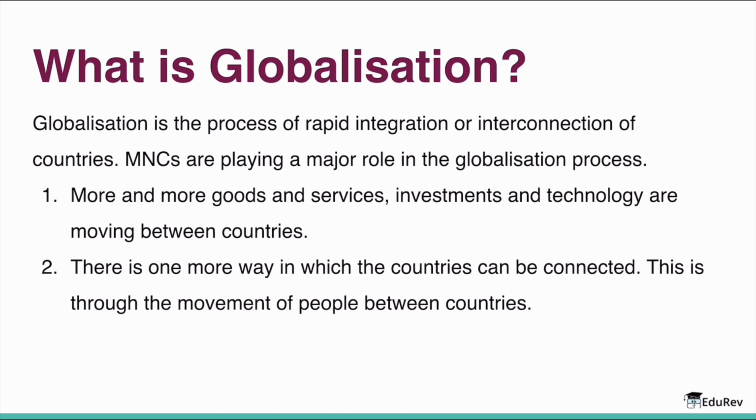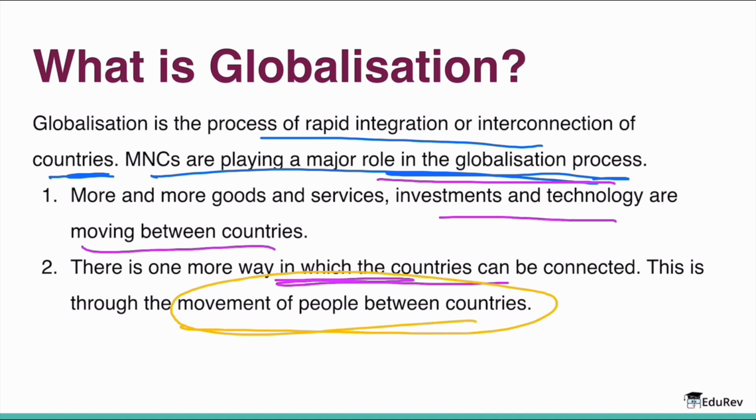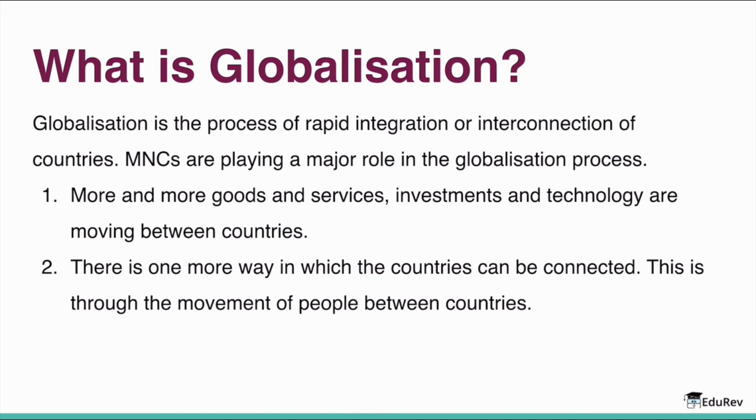Next is what is globalization. So let's understand what exactly globalization is. Globalization is the process of rapid integration or interconnection of countries. MNCs are playing a major role in the globalization process. More and more goods and services, investments, and technologies are moving between countries. This is what globalization is, one aspect of it. And there is one more way in which countries can be connected. How? This is through the movement of people. So, movement of technology and investment between countries, and movement of people indeed is what is globalization.